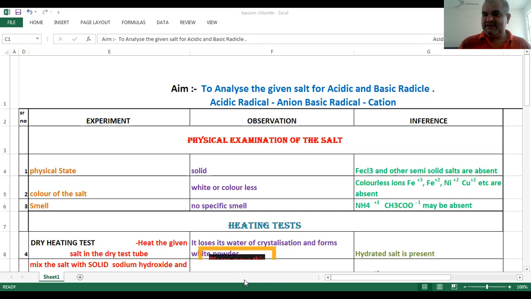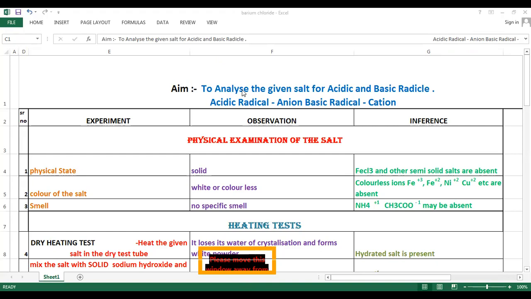Hello, dear students. Today, let us study one more salt analysis. The aim is to analyze the given salt for acidic and basic radical. Acidic radical, that is anion, and basic radical, that is cation.